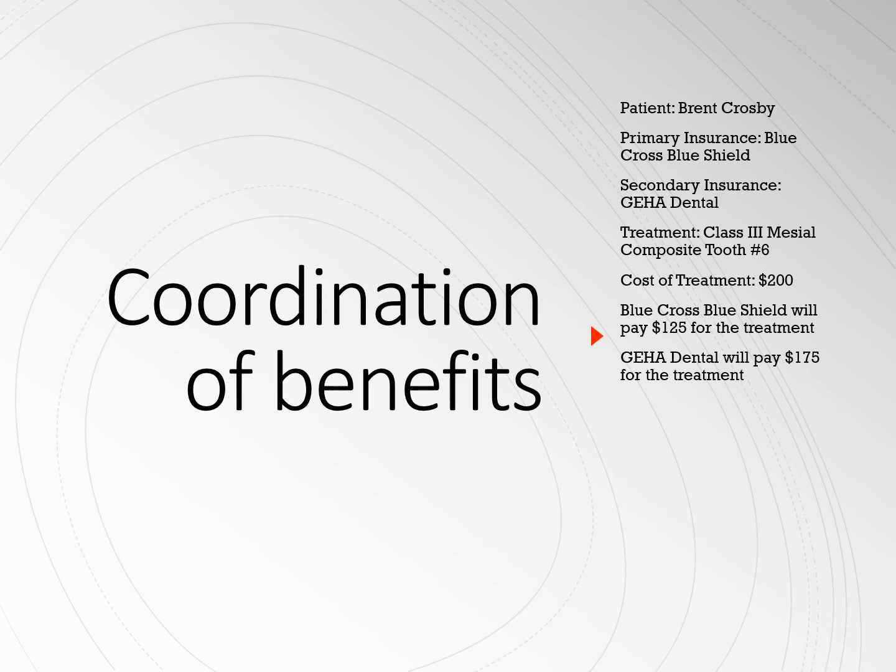So let's look at an example of coordination of benefits. You have a patient, Brent Crosby. His primary insurance is Blue Cross and Blue Shield. His secondary insurance is GEHA Dental. He needs a Class 3 mesial composite restoration on tooth number 6. The cost of that treatment is $200. Blue Cross and Blue Shield will pay $125 for the treatment. GEHA Dental will pay $175 for the treatment.